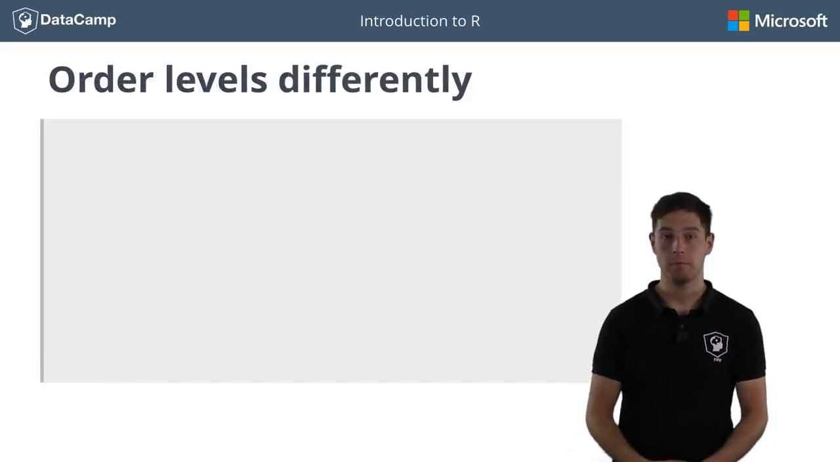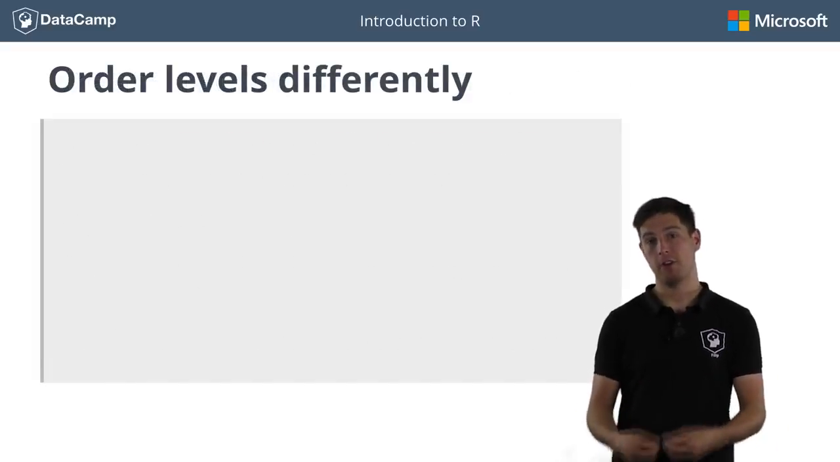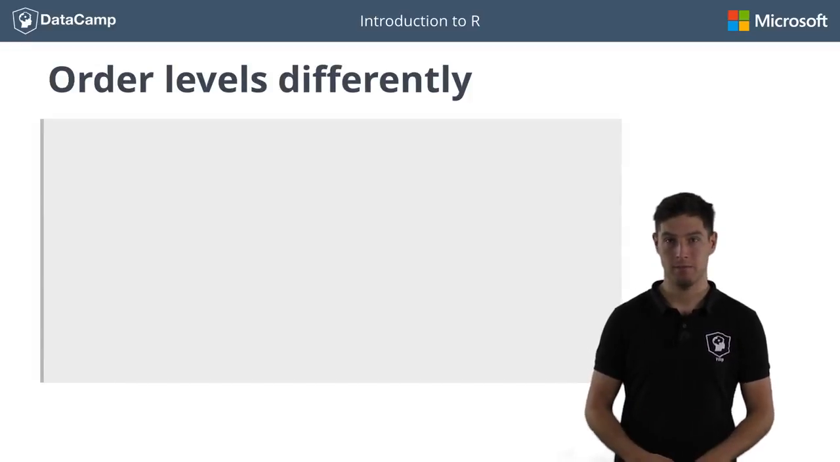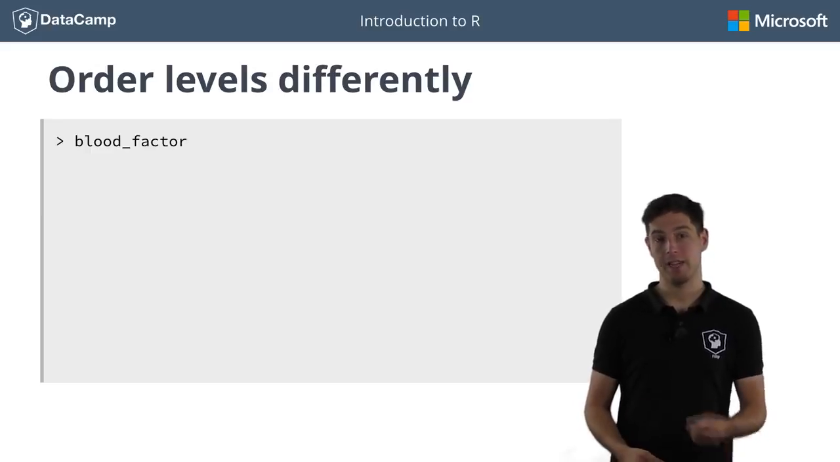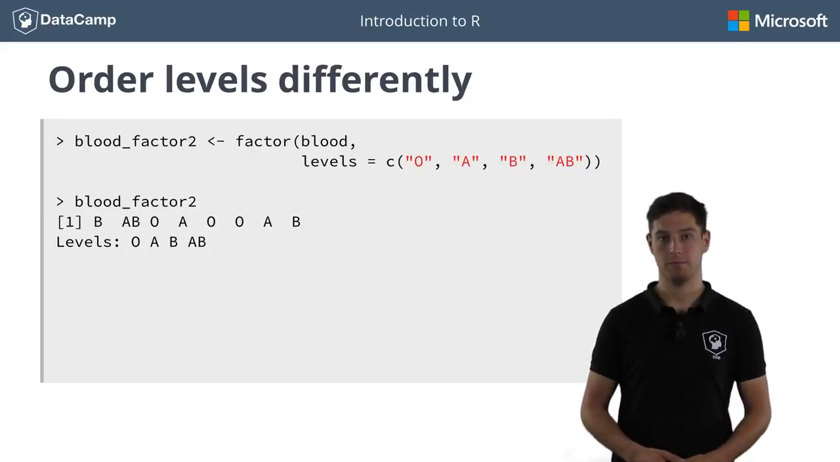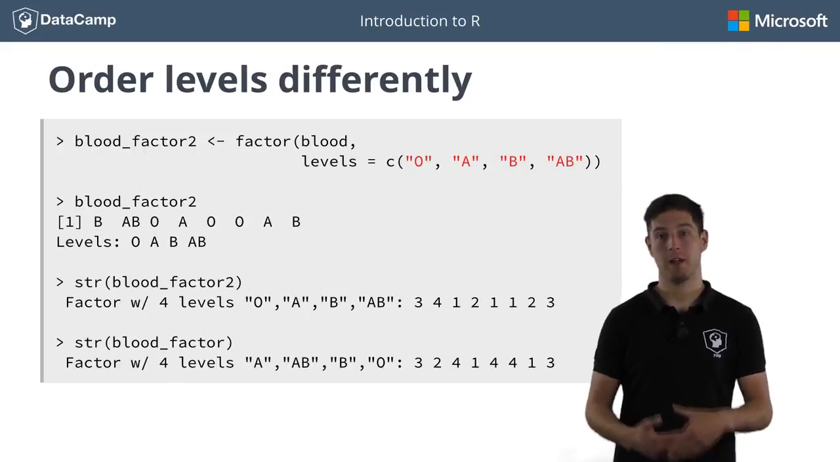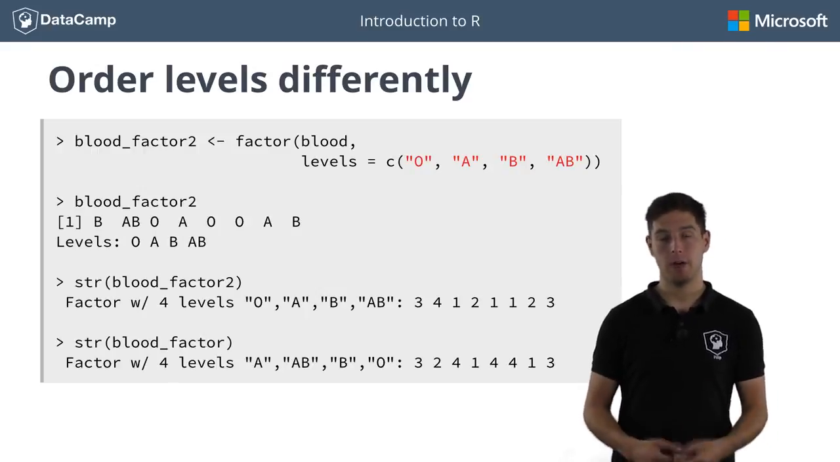As I said before, R automatically infers the factor levels from the vector you pass it and orders them alphabetically. If you want a different order in the levels, you can specify the levels argument inside the factor function. If you compare the structures of blood factor and blood factor 2, you'll see that the encoding is different now.